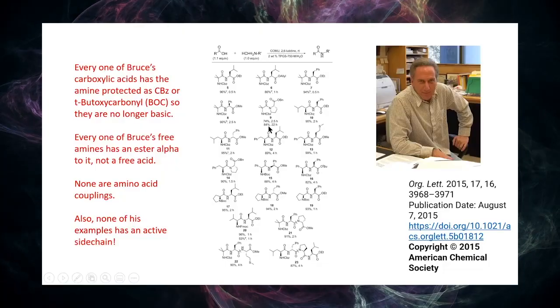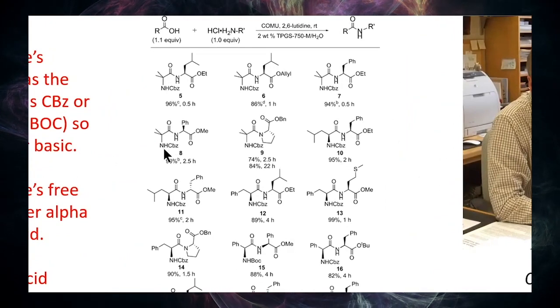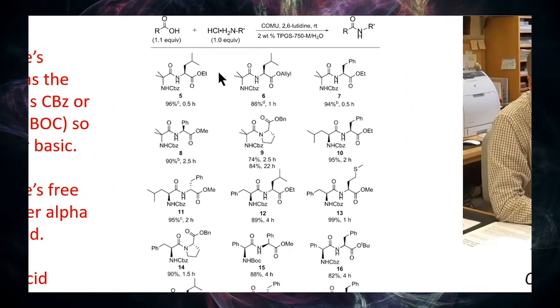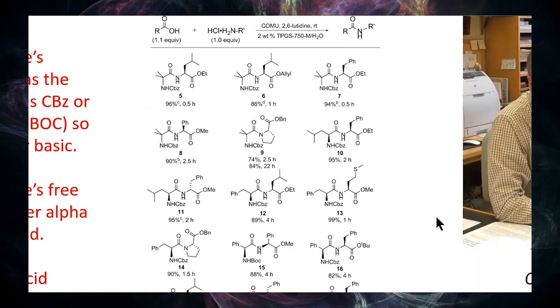Did you really open the paper and look at it? You put a copy of the front page. Every coupling that Bruce Lipshutz did had the CBZ group protecting the amine on one component, and every coupling that he did had an ester. Here's an ethyl ester, here's an allyl ester, ethyl ester, protecting the other end. Here's a methyl ester protecting the other end. So these are not free amino acids coupling.